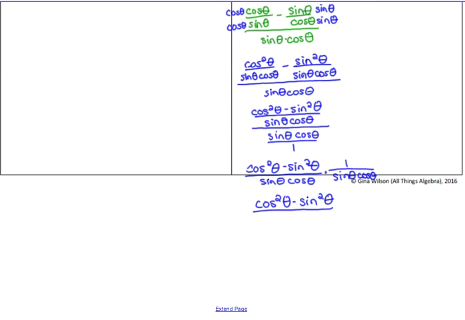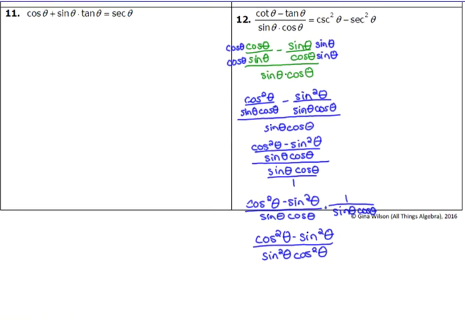Now, when we multiply, we've got sine cosine times sine cosine. So sine times sine is sine squared. Cosine times cosine is cosine squared. Now, let's take a quick glance back at the beginning. You need to look back to the beginning every once in a while to see what your end goal is. What am I trying to make this equal? Okay, this is supposed to end up being cosecant squared minus secant squared.